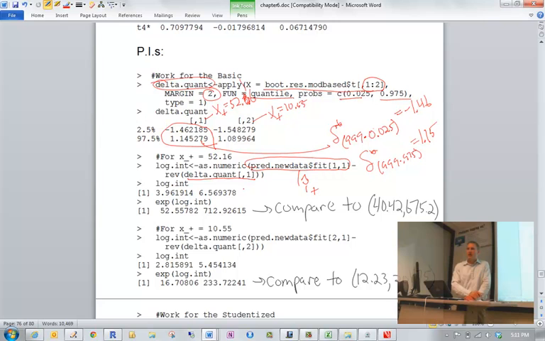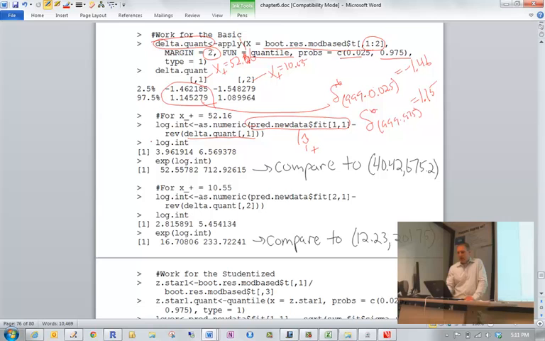Does anyone remember what the rev function does? Reverse. Because remember, we take y hat plus minus the upper quantile, and y hat plus minus the lower quantile. I use as.numeric there just to remove some unnecessary labels that came along with my pred.new data. And here's my interval, 3.96 to 6.56. On the original data scale, I get 52.56 to 712.13.